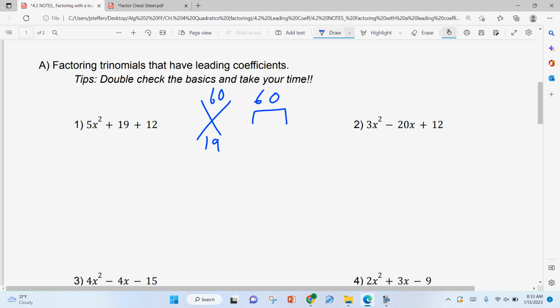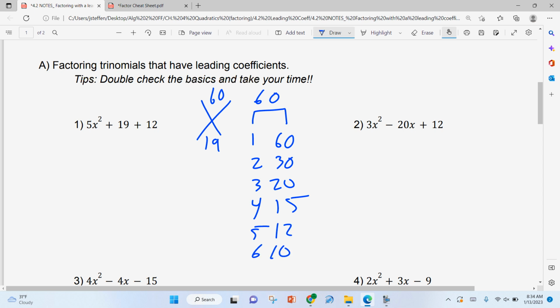We're looking for ones that add up to be 19, so 1 and 60. 2 and 30, 3 and 20, 4 and 15. So we could stop there. 4 and 15, that adds up to be 19. You can be done if you're paying attention to that.